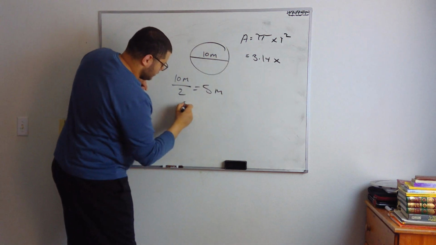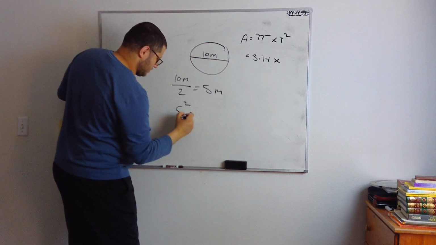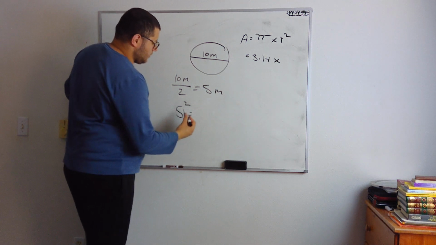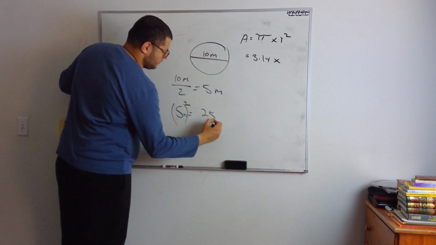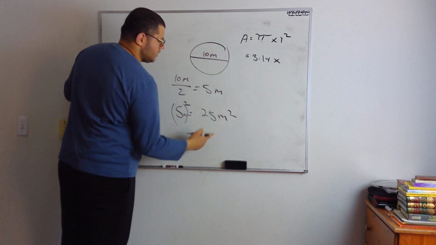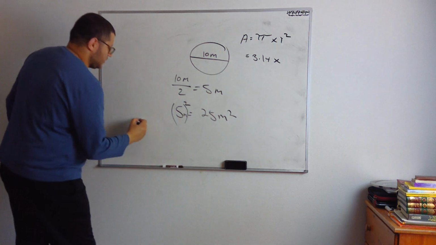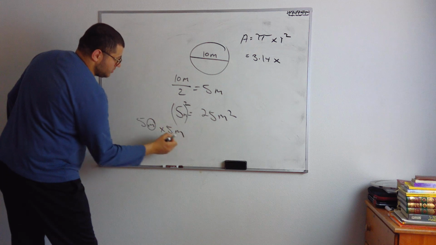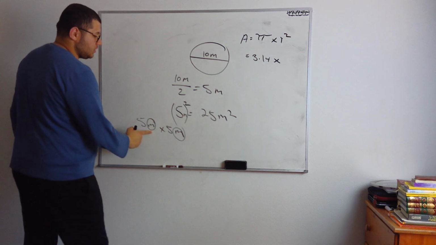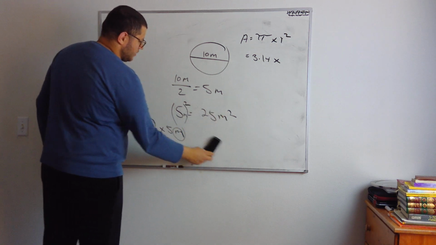So 5 squared is equal to 5 meters squared, right? Is equal to what? Let's put the parentheses here, it is equal to 25 meters squared. Now you're going to ask me why meters squared? Because it's going to be 5 meters times 5 meters. You're multiplying the meters together, so you have to take the units to the second power.